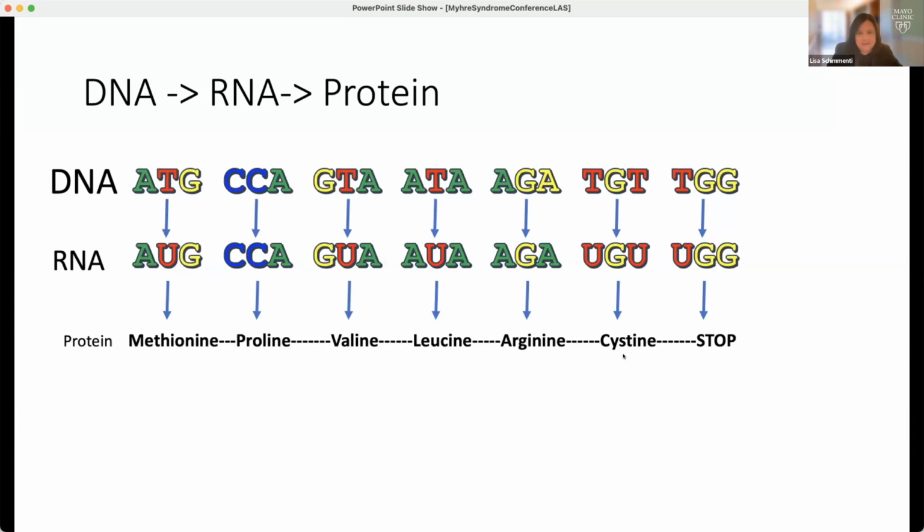So this is like a little tiny protein that we made. And then here there's a stop. So the DNA code can't go on forever, and the protein is a specific length. And so there's actually a code to say you could stop now. You finished doing your job. You made your protein.